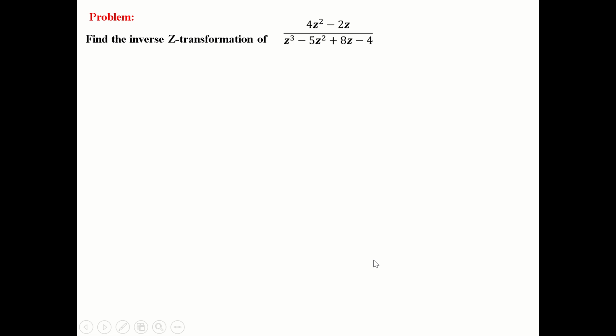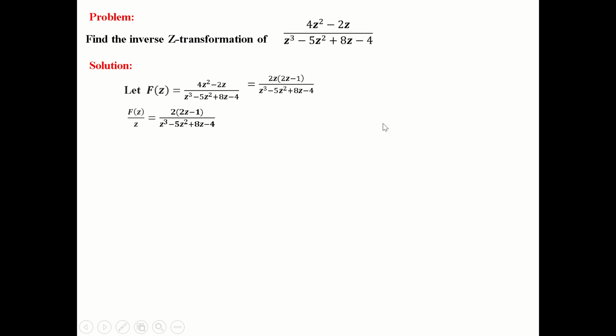Next problem. Find the inverse transformation of (4z² − 2z)/(z³ − 5z² + 8z − 4). Let F(z) = (4z² − 2z)/(z³ − 5z² + 8z − 4). Taking 2z outside, because it is common in the numerator, we get 2z(2z − 1)/(z³ − 5z² + 8z − 4).